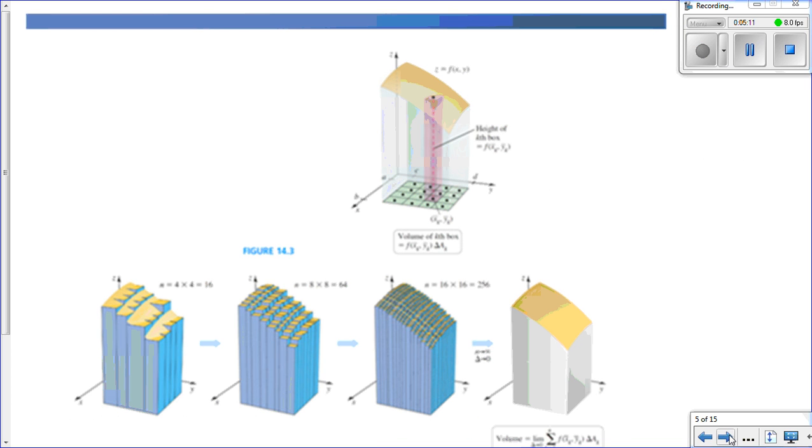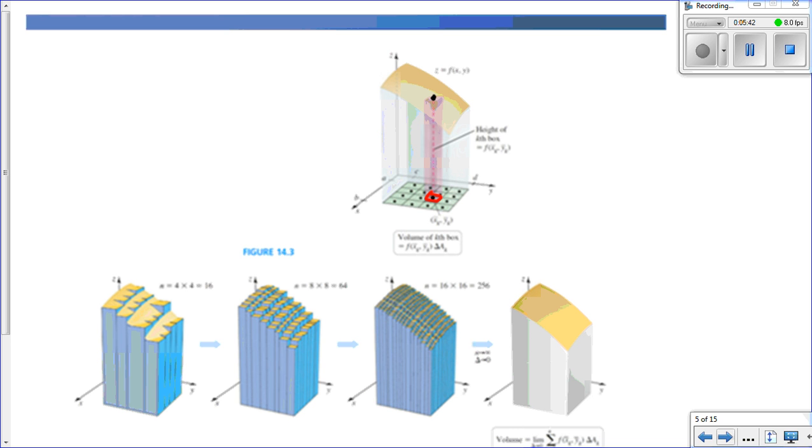Okay, so we take the one random partition entry in the partition of R. So we've got that one little rectangle. We'll look at a point in that little rectangular region, and find the height corresponding to that z value on the surface for that point. And then we're going to assume that every point in that little rectangle has that same height.